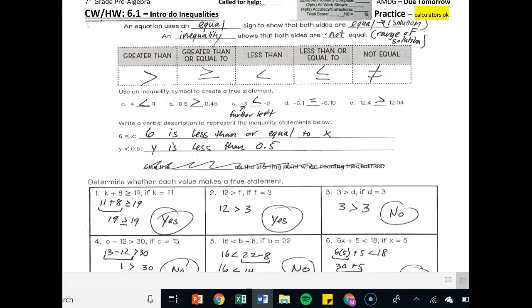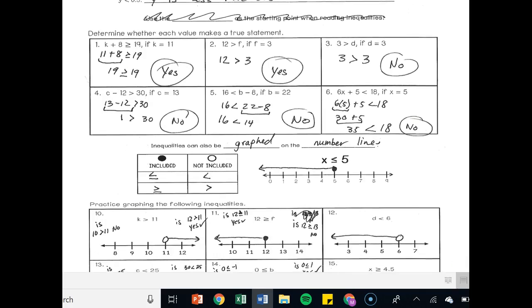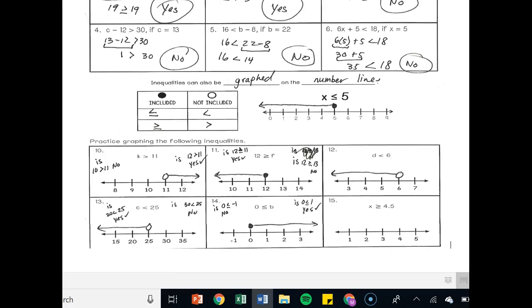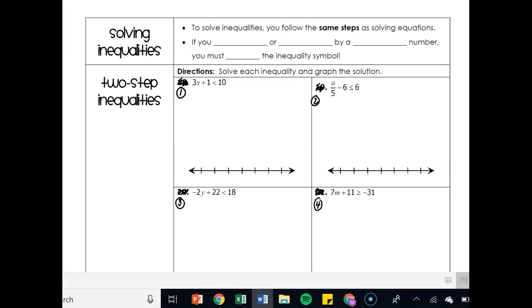So the front side are the notes that we've done from class. They should be able to help you out if you've forgotten what greater than, equal to, less than, equal to signs were, how to check solutions, the graphs, and what a closed circle versus an open circle was. The backside is us actually trying to solve inequalities.